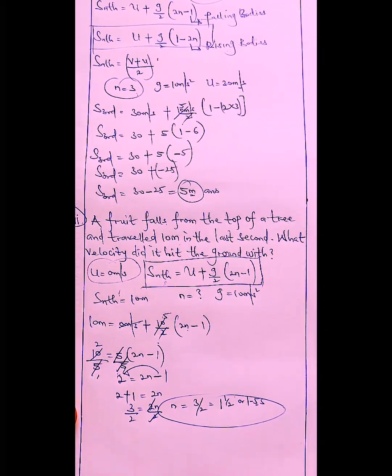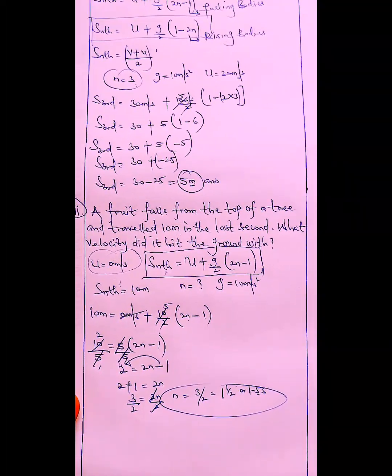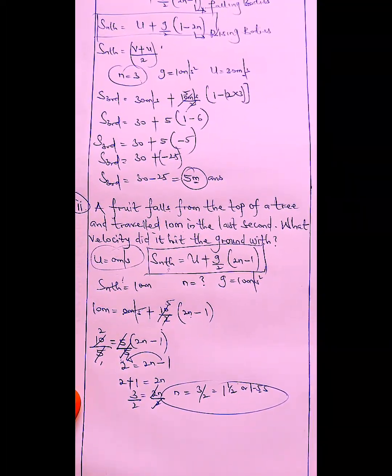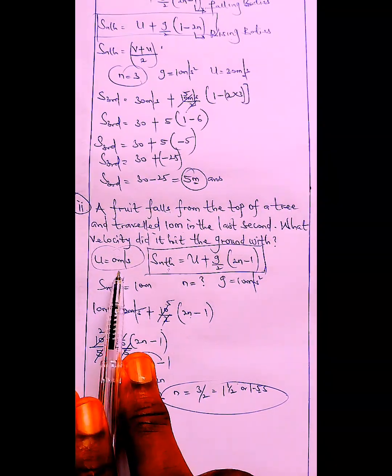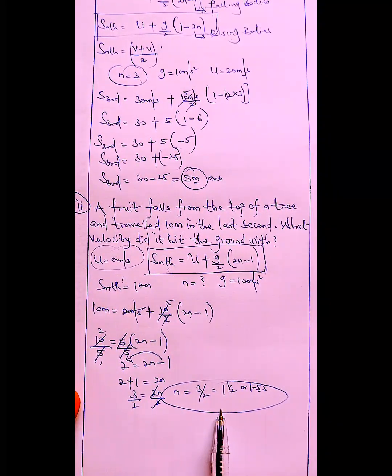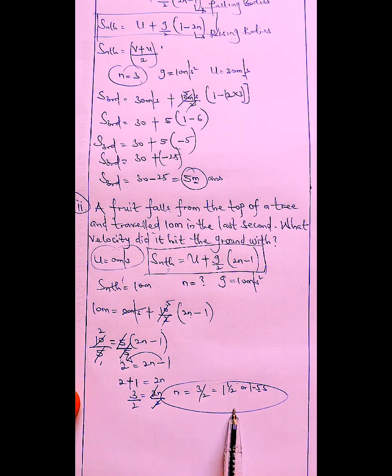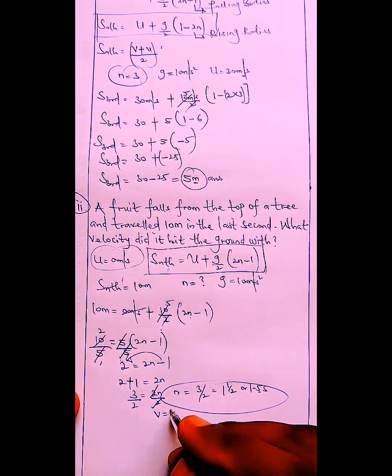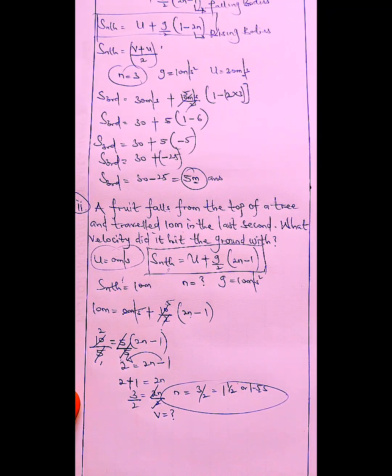So we're not done yet. We are asked to get the velocity that the body hit the ground with. Don't forget, we have the initial speed already, which is 0 meters per second. We have the time it took the body to cover that 10 meters, which is 1.5 seconds. So we're going to get the final velocity, which is what we don't know, and we're going to find that now.